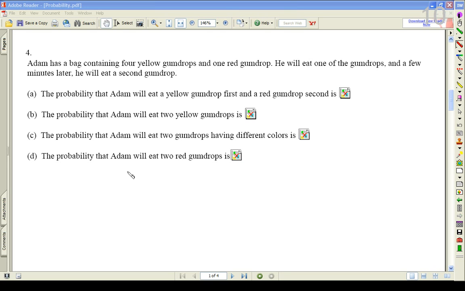The first one says, the probability Adam will eat a yellow gumdrop first and a red gumdrop second is, and we have to fill it in. Now, again, a tree diagram is pretty helpful here. Not the only way of solving it. You can use the and rule of probability if you want. But I'm going to draw a tree diagram.